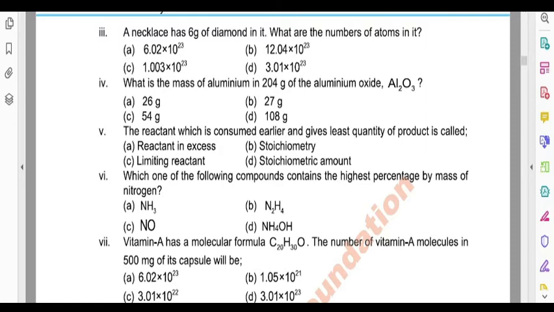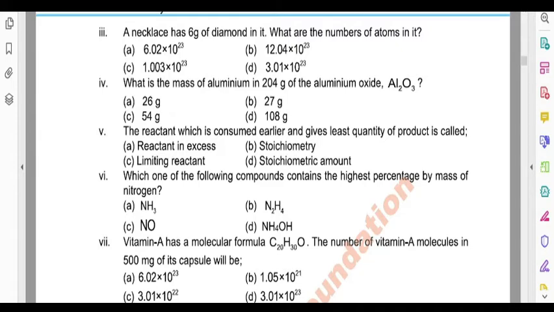The reactant which is consumed earlier and gives the least quantity of product is called the limiting reactant. So you already know that the reactant that is present in lesser molar ratio, or which is consumed earlier, or which gives the least quantity of the product, is called the limiting reactant. So in this case, option C is the correct option.